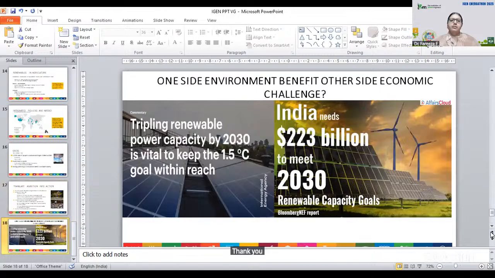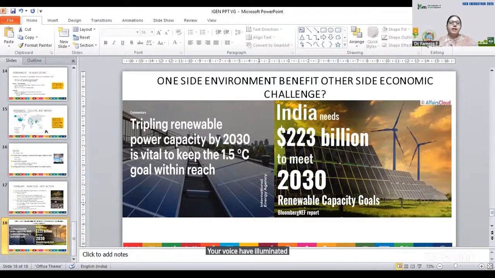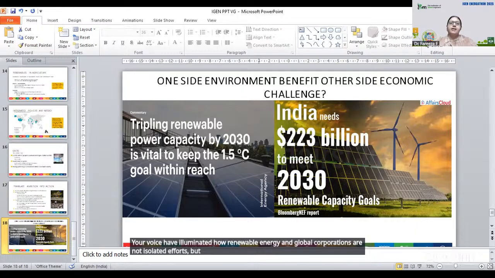Thank you, ma'am, for emphasizing the crucial role of forward-thinking policies and institutional frameworks in steering the global shift towards a cleaner, renewable-powered future. We extend our deepest gratitude to all our distinguished speakers, Dr. David, Dr. Amudavel, Dr. Ramarao, and Dr. Gayatri, for sharing their expertise, experience, and visionary outlook. Your voices have illuminated how renewable energy and global cooperation are not isolated efforts but deeply interconnected missions that can reshape our world for the better.